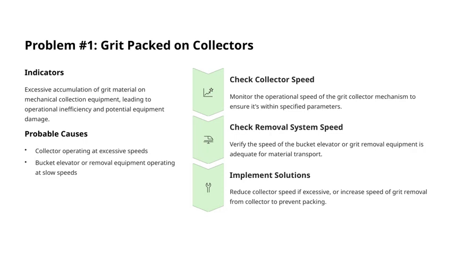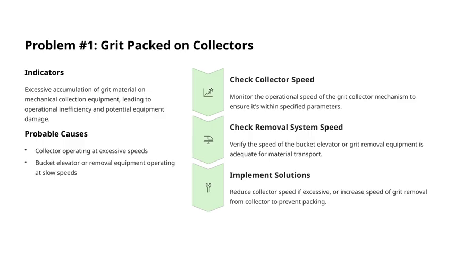Let's talk about the first common problem we encounter: grit packed on collectors. This issue shows up as excessive accumulation of grit material on the mechanical collection equipment. When this happens, it can really hinder operational efficiency and even cause damage to the equipment itself. Now, what causes this? One major factor is that the collector might be operating at too high a speed. When the collector runs too fast, it doesn't give enough time for the grit to be properly transported or removed, leading to buildup. Conversely, if the bucket elevator or grit removal systems are running too slowly, the grit can pile up as well.